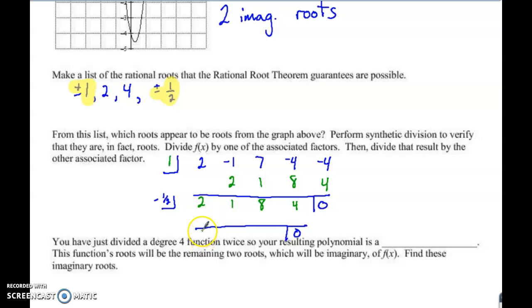So we'll switch back to that same color. Let's see, negative 1, 0, 0, 8. There you go. So they both worked. X equals negative 1/2. X equals 1. We've now gotten this down to a quadratic.